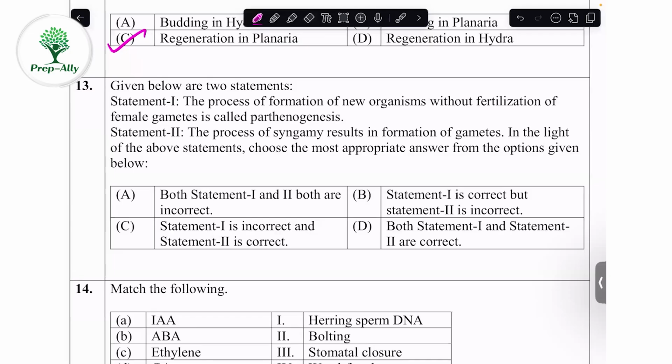Statement 2. The process of syngamy results in formation of gametes. Syngamy is actually not formation of gametes, it is formation of progeny. The correct statement is that syngamy is fertilization of gametes or mating of gametes. It's not formation of gametes. So statement 2 is wrong. Statement 1 is correct. So 13 is B.